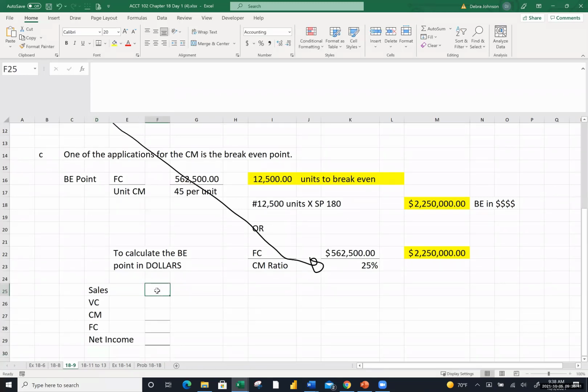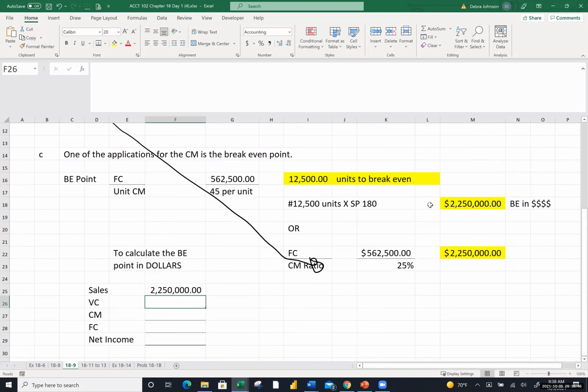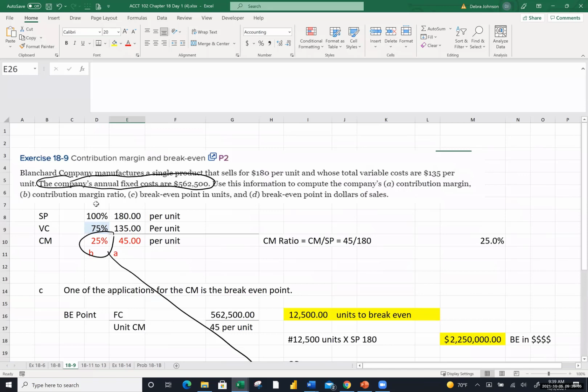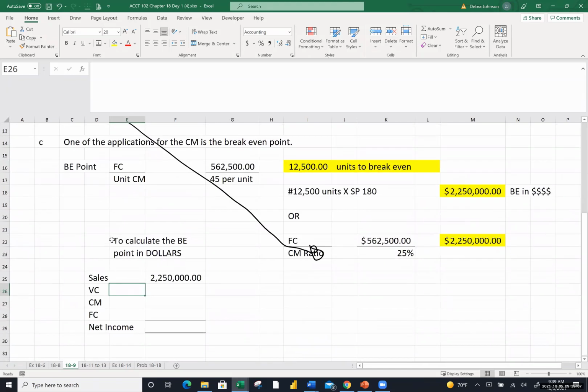All right, if my sales are 2,250,000, remember what that is? That is the break-even point. So if I asked you, can you create an income statement now, not using the traditional method, but using this forecasting model, or this managerial concept, I guess you would call it. I know based on what we did up here that 75% of my sales are variable costs.